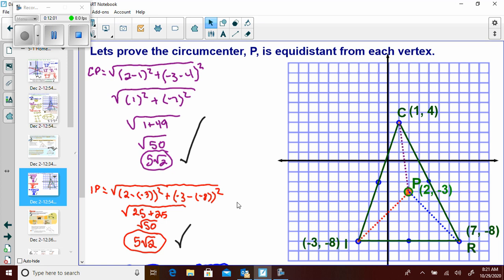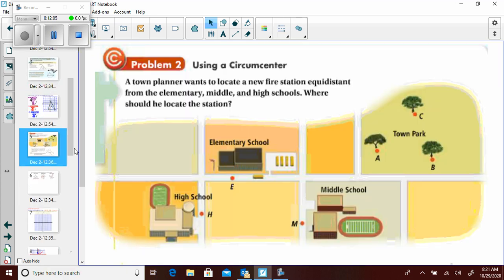Why are we using this, Mr. Bracco? This doesn't make any sense. Well, let's look at this. Here's a situation. Town planner wants to locate a new fire station, right? It's going to be a fire station. And it wants it equidistant from the elementary school, the high school, and the middle school. Why might that be important? So it can get to everyone in the same amount of time, right?